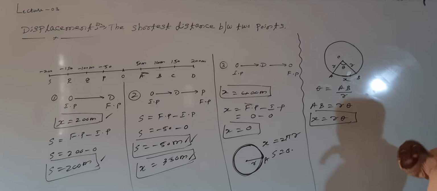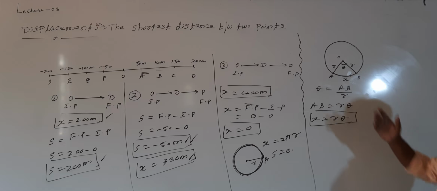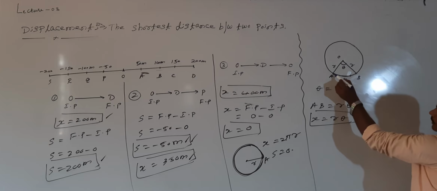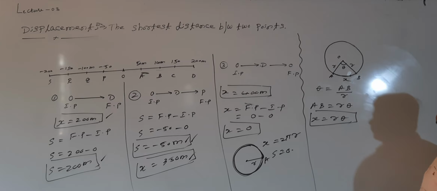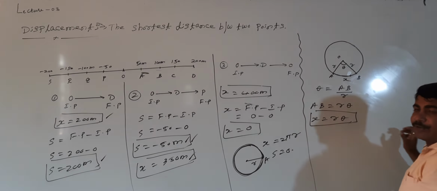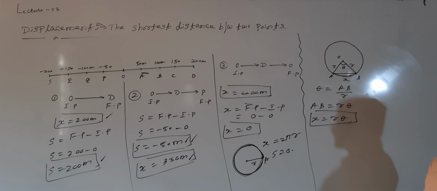Then how do we calculate displacement in this case? Look at me here. What did you observe? When the particle moves from this point to this point, this is the initial position and this we are calling the final position. Then AB is nothing but the displacement. Shall I draw it separately?